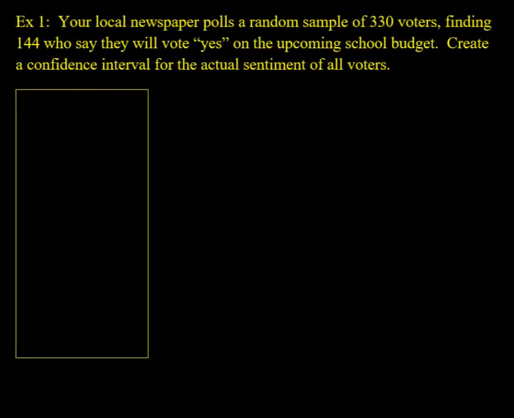Chapter 18, Example 1. Your local newspaper polls a random sample of 330 voters, finding 144 who say they will vote yes on the upcoming school budget. Create a confidence interval for the actual sentiment of all voters.